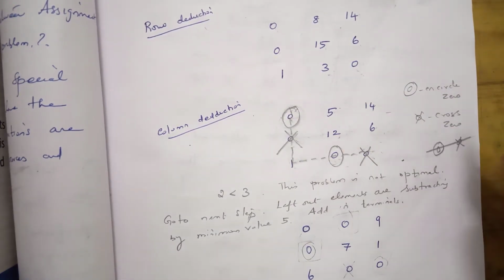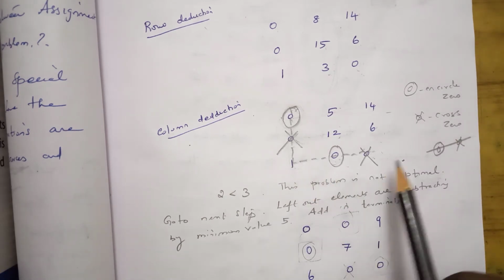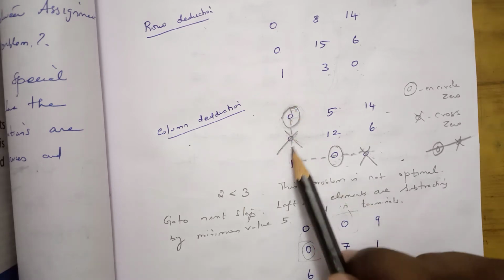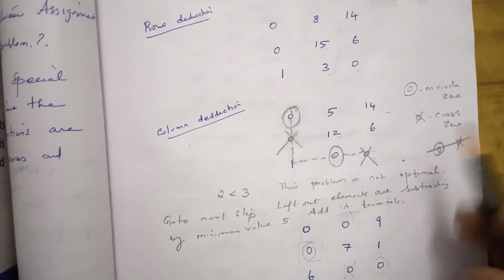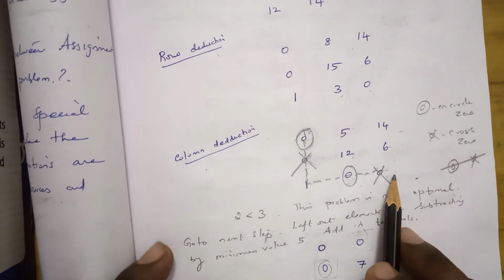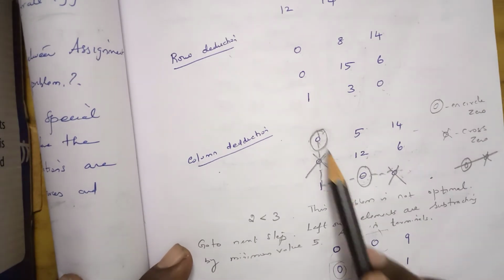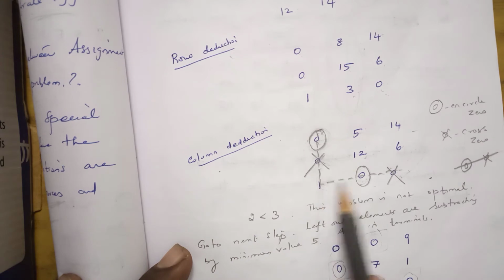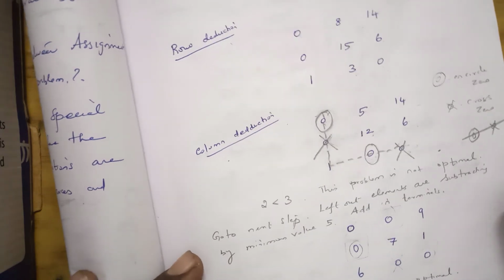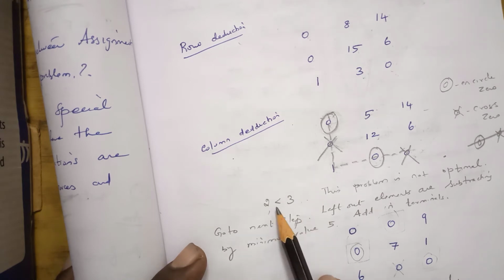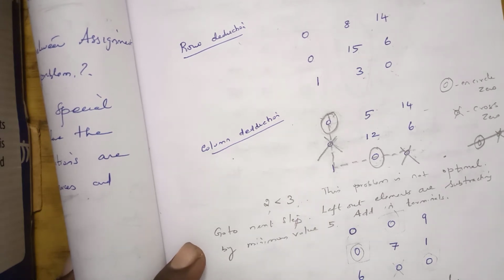Remaining, no zeros are there, so nothing more to cover. You should only cover through encircled 0 and crossed 0. So this is also an encircled 0 and a crossed 0. Only two lines are covered, but the given matrix is 3 by 3. In this step only two lines cover the zeros. So 2 is less than 3. Our aim is 3 equal to 3, then the answer is over and the problem is optimal.